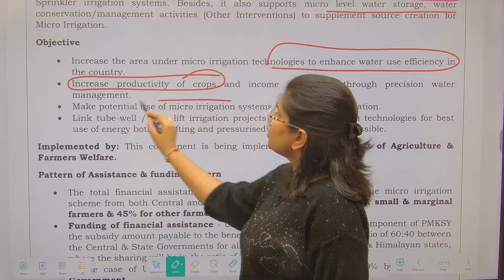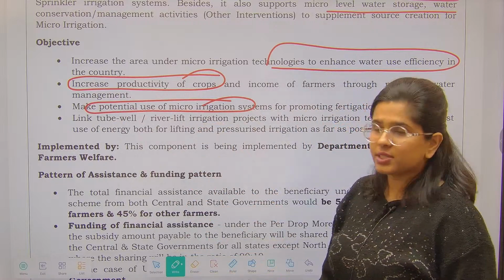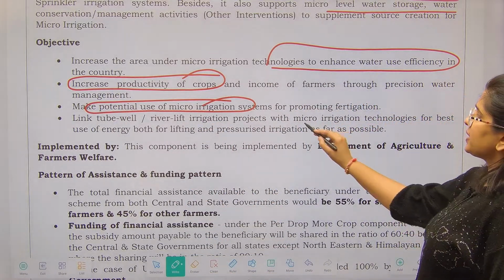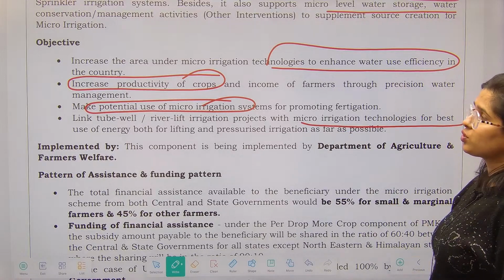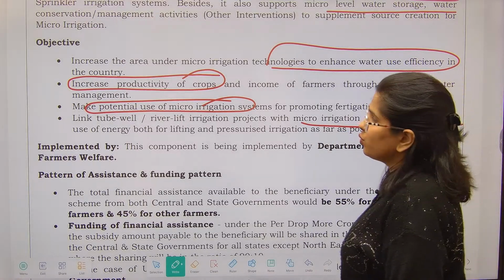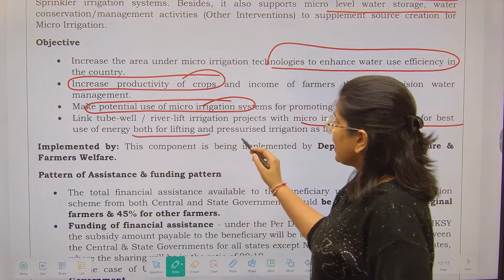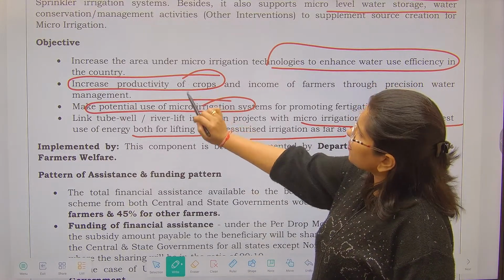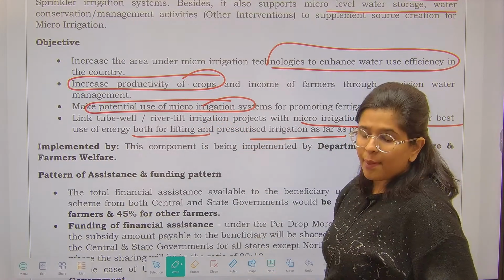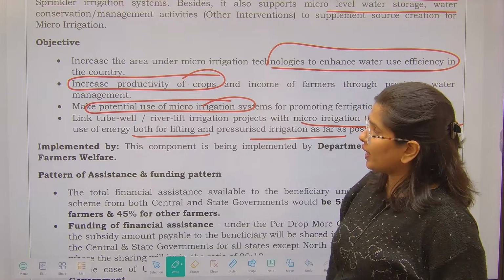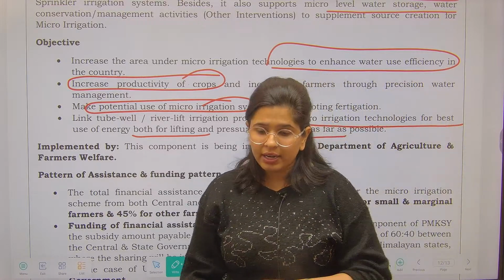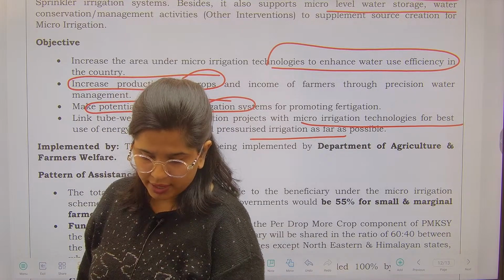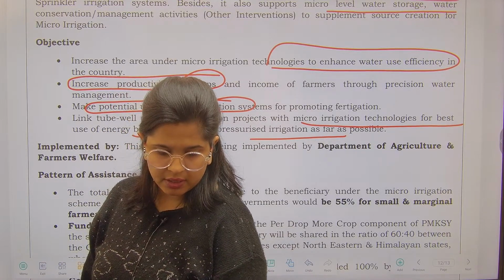It makes potential use of micro irrigation system, right? It links tube well and river lift irrigation projects with micro irrigation technology so that there could be the best use of energy both for lifting as well as the irrigation. What you have to remember are these particular highlights: micro irrigation along with linking it with the river lift irrigation. This is something that we are targeting over here, right?